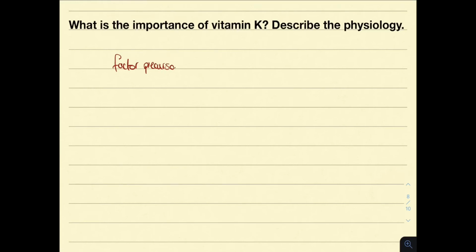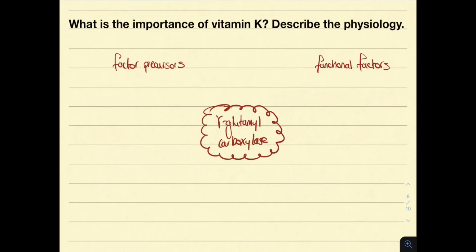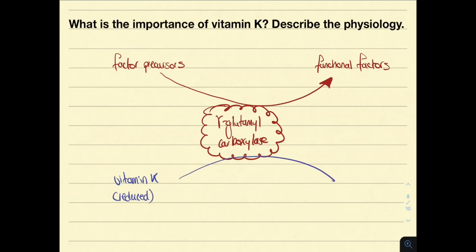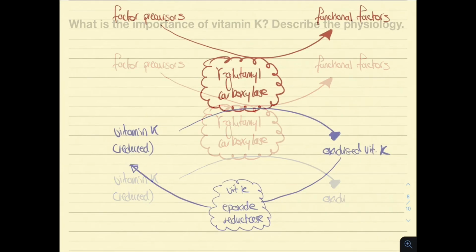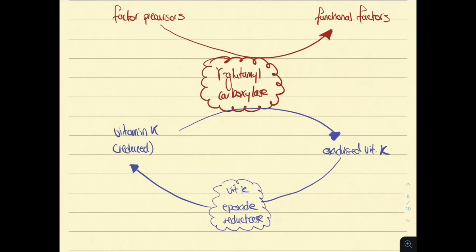So when factors are being synthesized or made in the liver, the factor precursors need to be converted to their functional units. This is achieved by gamma-glutamyl carboxylase, which basically causes carboxylation of gamma residues on specific factors. Now, gamma-glutamyl carboxylase requires vitamin K as a cofactor. Vitamin K is oxidized during the process. Now that we have oxidized vitamin K, we need to recycle this so that it can be used again and help make more factors. It is reduced by vitamin K epoxide reductase.